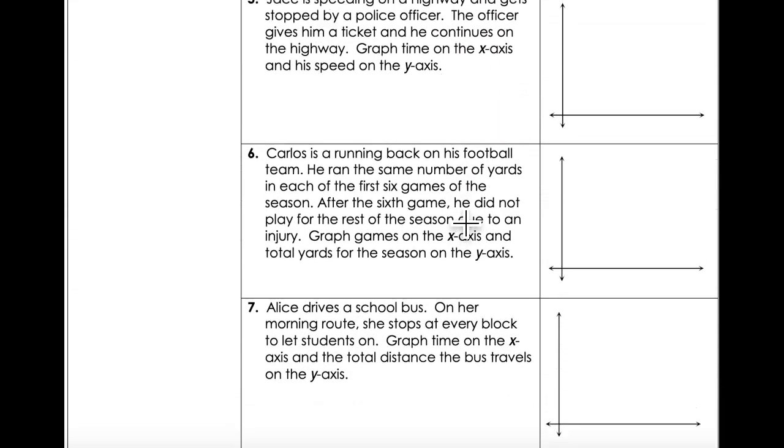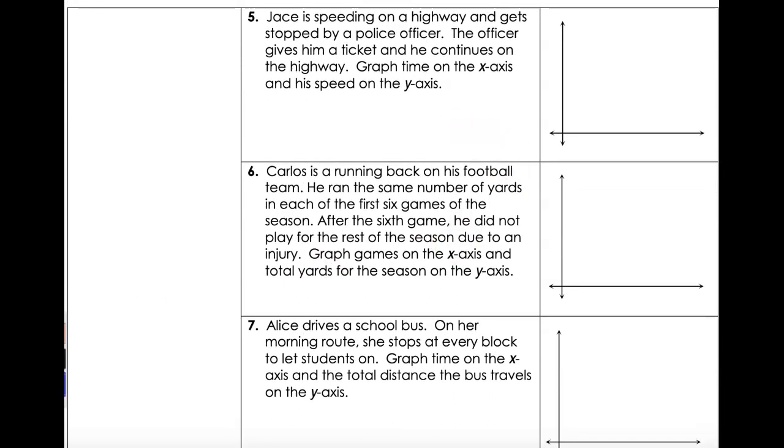All right, so I'm going to have you try out number 5. Try and graph a situation. Jace is speeding on a highway. He gets stopped by a police officer. He's given a ticket, and then he continues down the highway. We're going to do time on X and then speed on Y. So he's speeding, he gets pulled over, then he continues driving, hopefully not as fast. And then try out number 6, paying attention, we're graphing the games on X, and then total yards on Y.